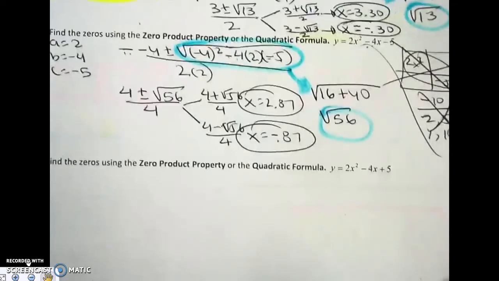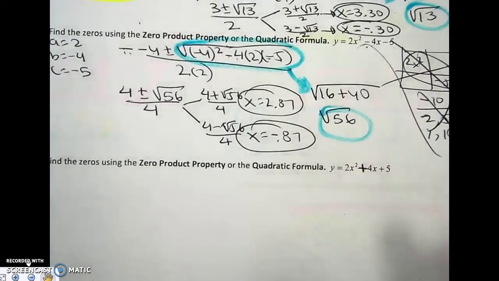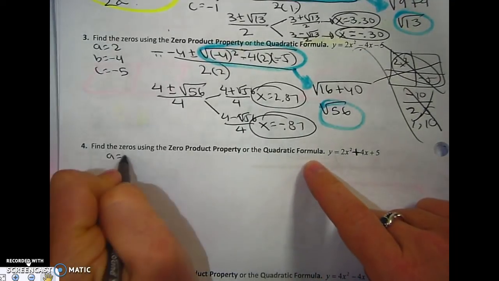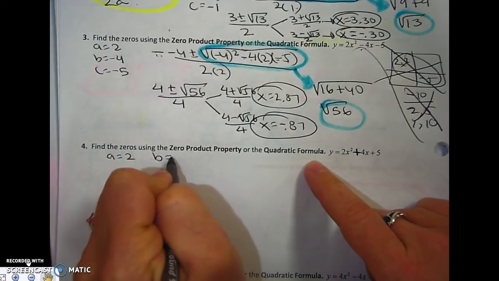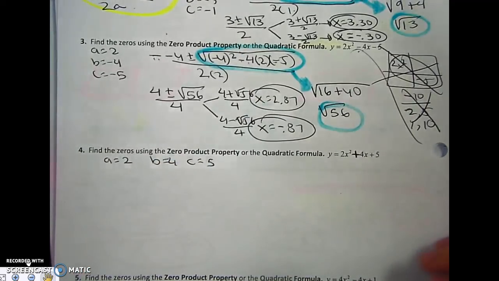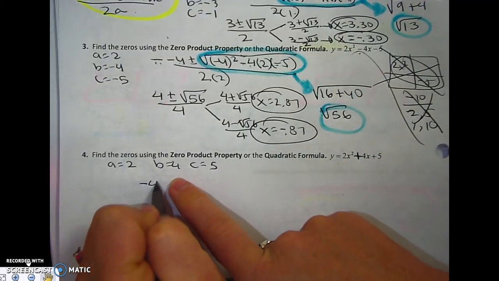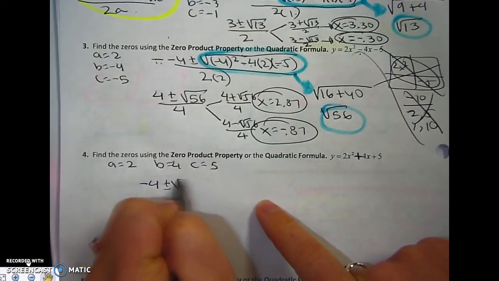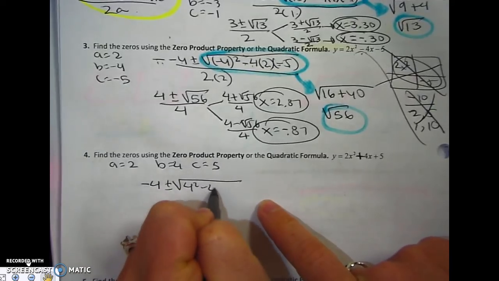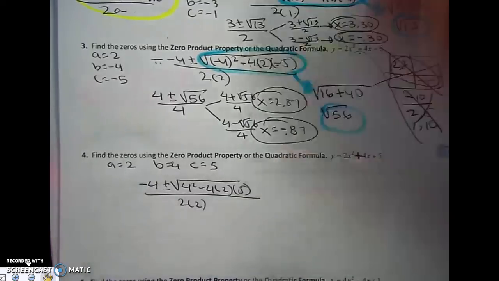I want you to do me a favor and change this negative to a plus. So make this problem say plus, please. Now what we're going to do is identify A, B, and C. You're going to notice something different here. I'm going to go negative B plus or minus the square root of B squared minus 4 times A times C, all over 2 times A.